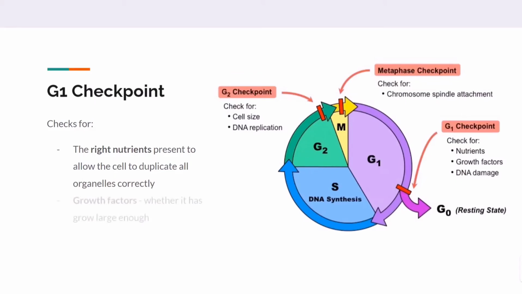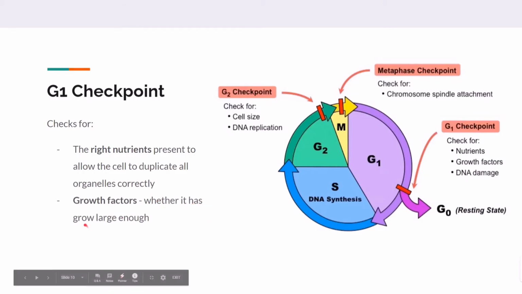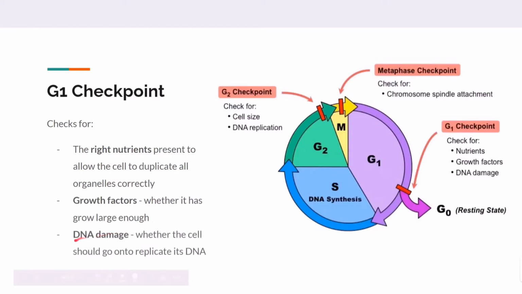It also checks for growth factors, so whether the cell has grown large enough to be able to split into two cells, and it also checks for DNA damage. So this is whether the cell should go on to replicate its DNA. If a cell has damaged DNA, we do not want to replicate this cell, because we don't want to replicate the damaged DNA and gain more mutations or damaged cells.